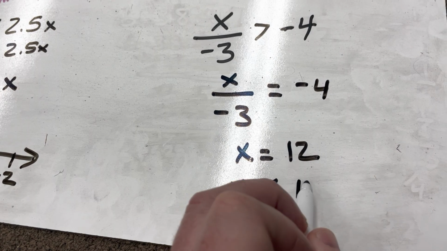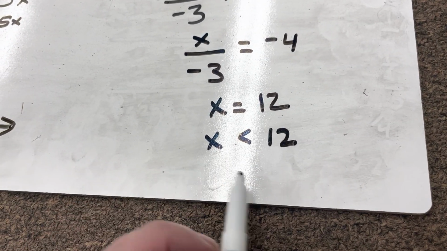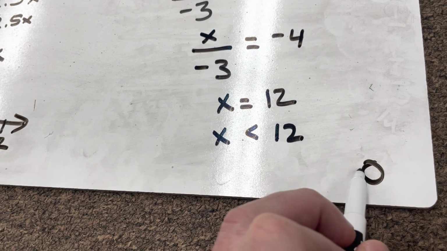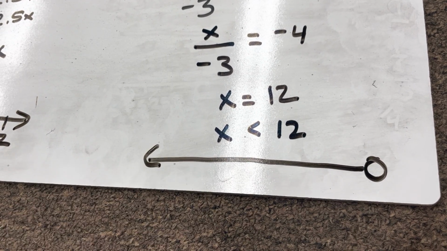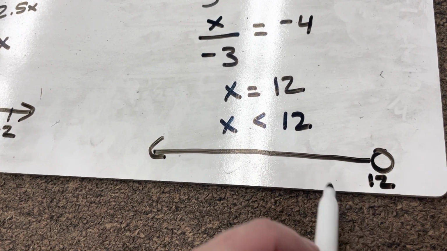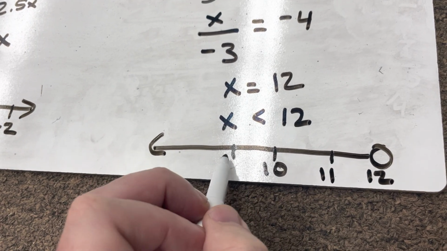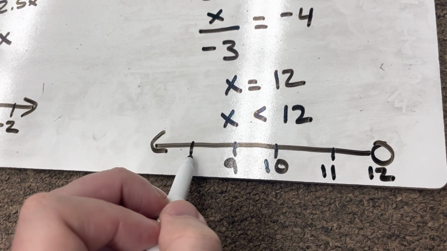X is less than 12, which means that the x is on the smaller side of the inequality, which means my number line is moving to the left. It's going to start at 12. It cannot equal 12. That's why it's shaded. 12, 11, 10, 9, 8.